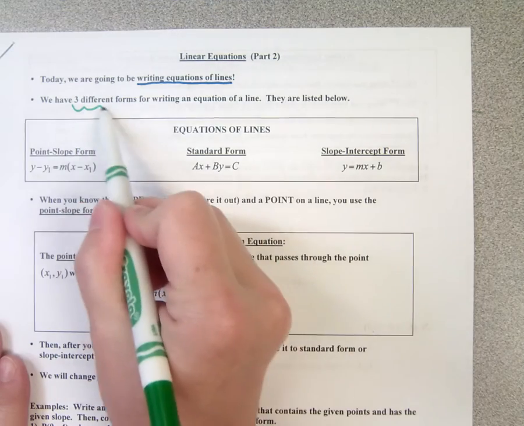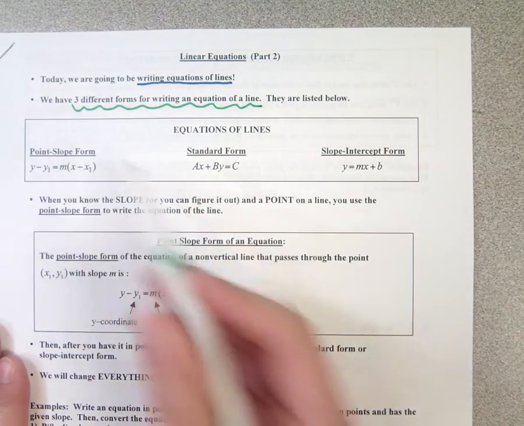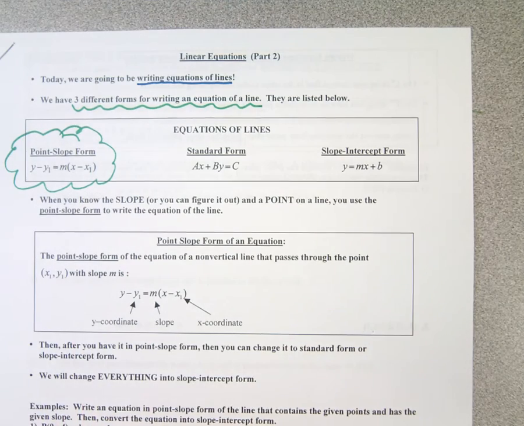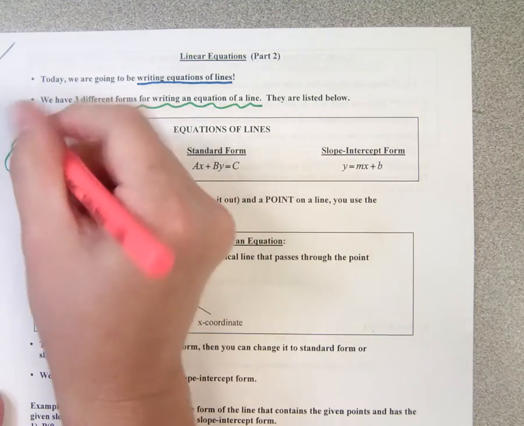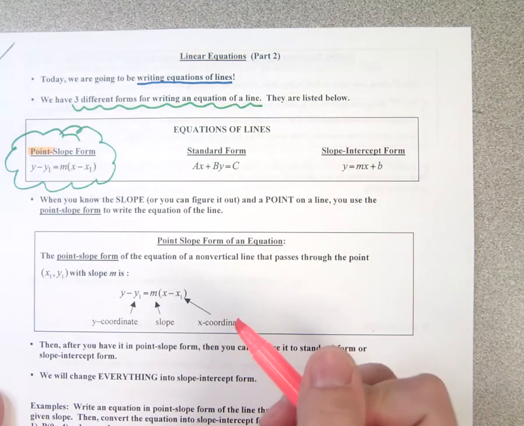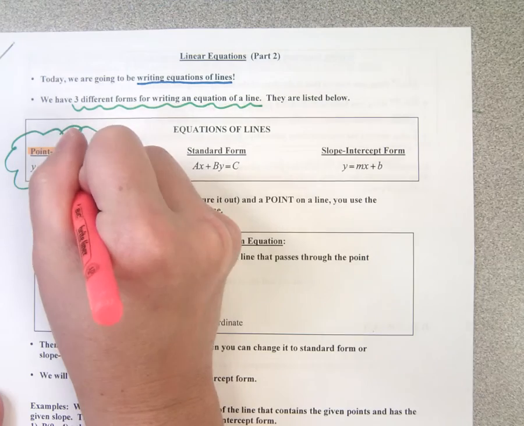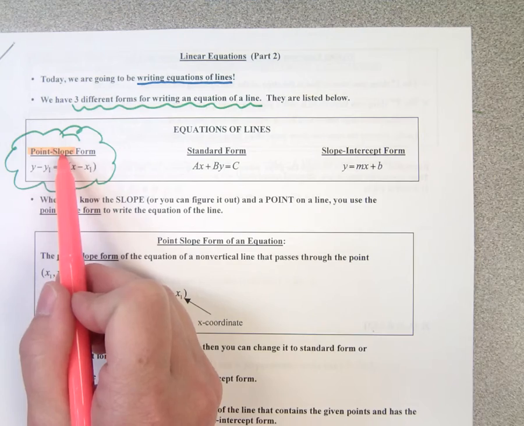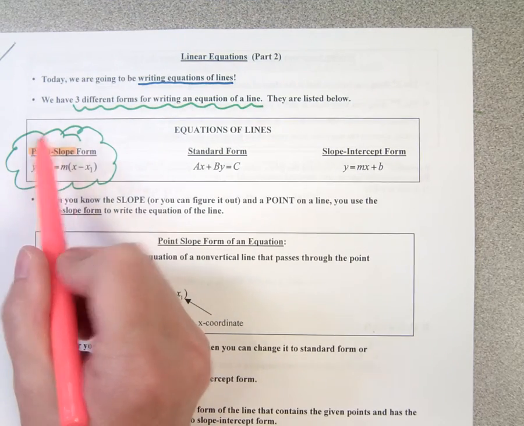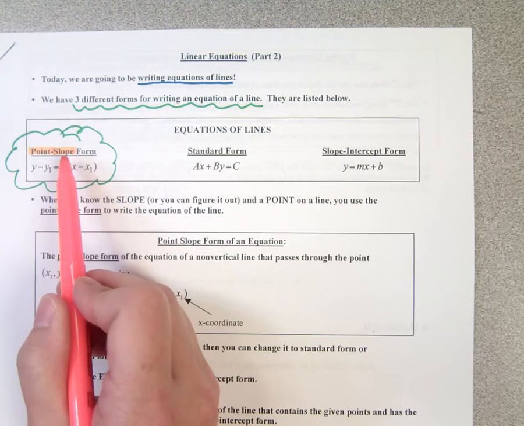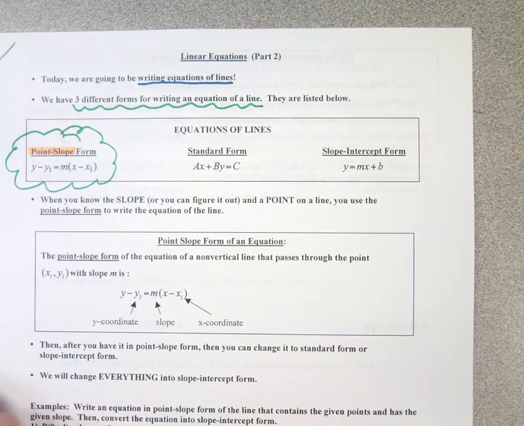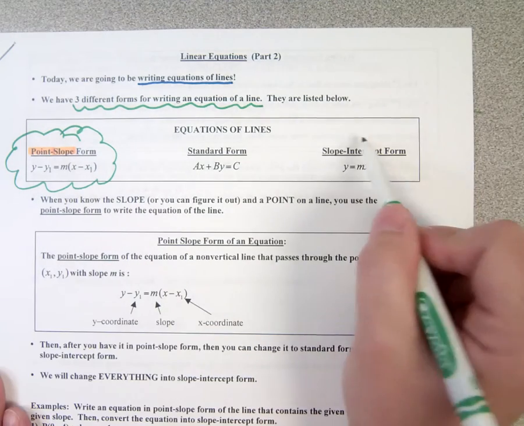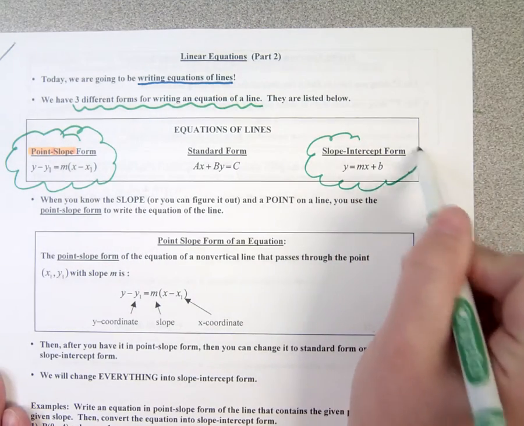So we have 3 different forms for writing an equation of a line. Point slope form, this one is very popular, and we use point slope form whenever we see points, and if we have a slope, then it's ready to go. So point slope form is when you have a point as well as a slope, but if you only have points, then we can use point slope form. We'll just have to figure out the slope first. Then typically, once we get an equation in point slope form, then we convert it into slope intercept form.